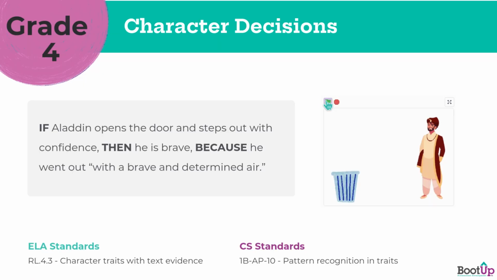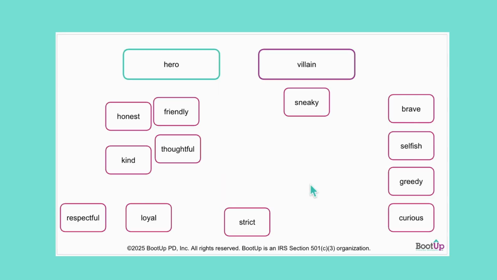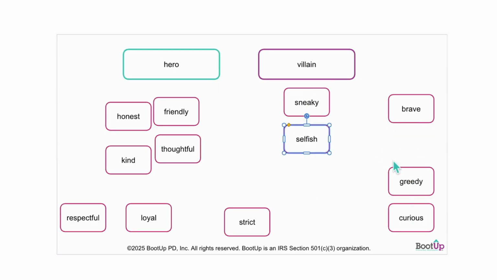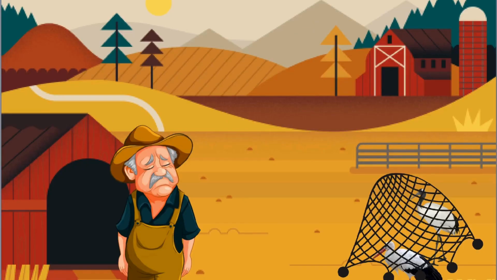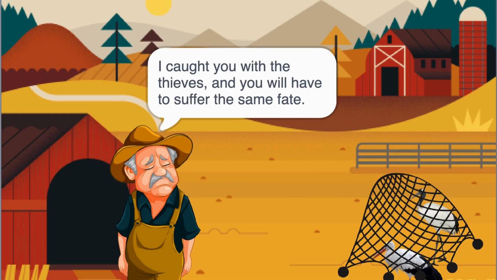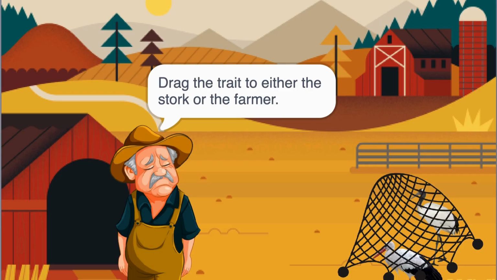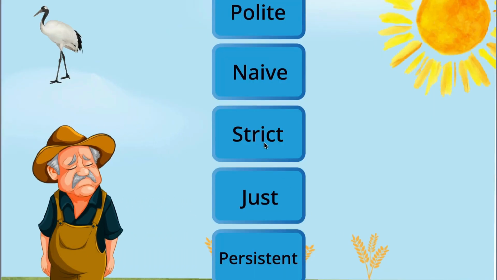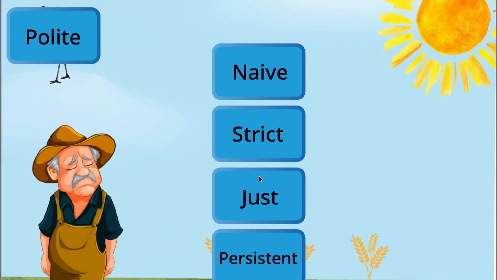In grade 4, students level up to character trait analysis. They read character excerpts like Aladdin and the Farmer and the Stork and sort traits into categories. Is this character generous or selfish, brave or cautious? The twist? They cite text evidence for each trait, then use Scratch to sort traits into the correct categories using if-then logic. This lesson builds decomposition skills, breaking down complex characters into observable traits, and pattern recognition.